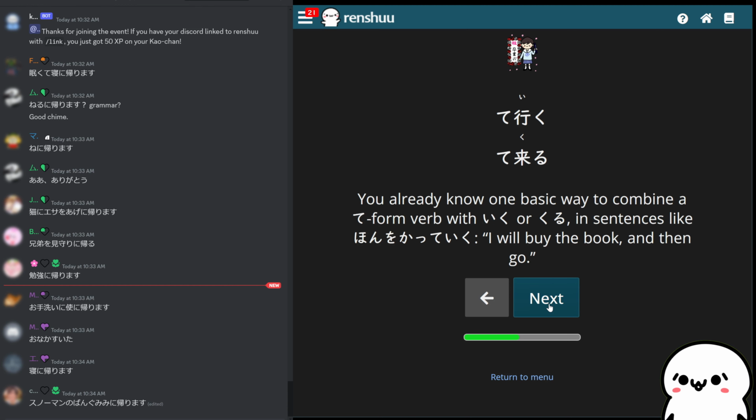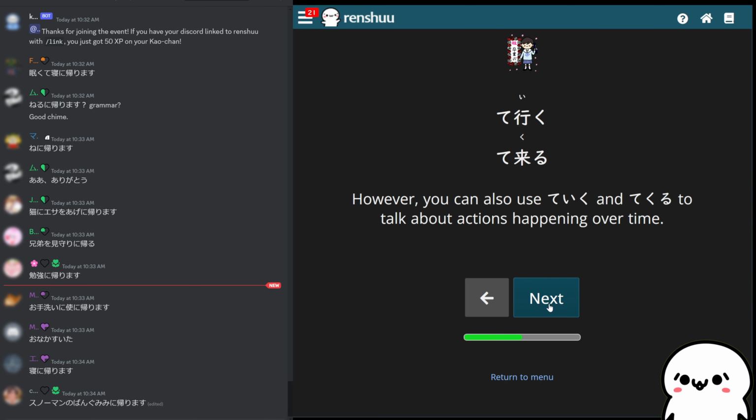Up until now, we were discussing earlier, we can use that te form to just link 2 actions together. It's the glue between 2 verbs saying I do this and then I do that. So if I say hon o katte iku, I'll buy the book and then go. And that's totally okay.